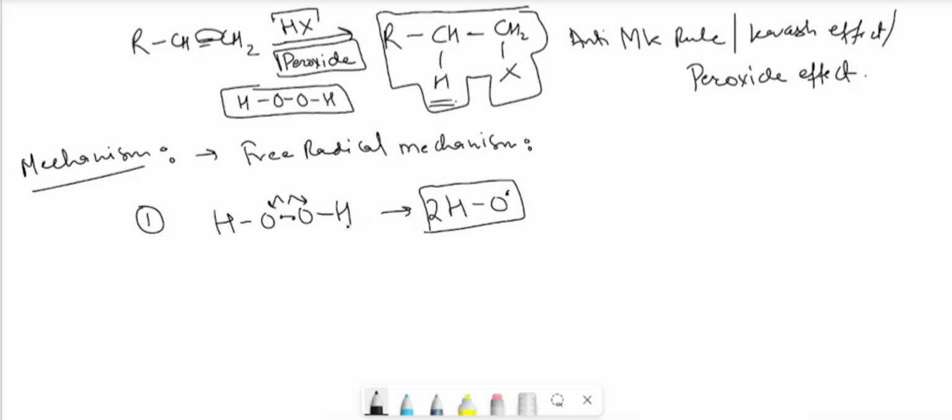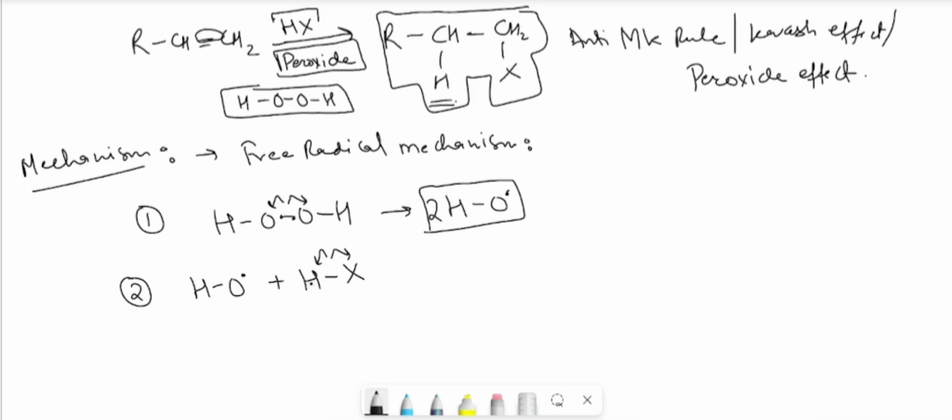So when the radical is formed, what will happen next? The radical, as you know, is most unstable. It will get to HX, hydrogen halide. We can take HBr, hydrogen bromide. What will happen is the radical makes another molecule break homolytically and will form a radical.